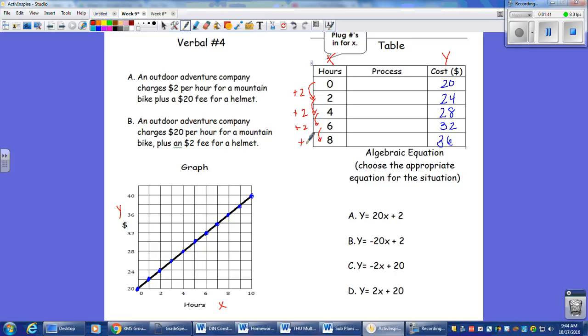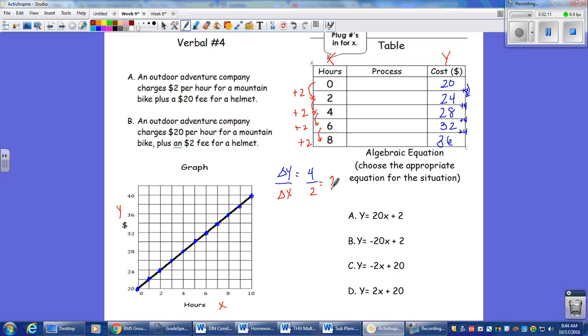On the other side, I am adding 4. Oh, let me go on the outside. And I'm adding 4, and adding 4, and adding 4. So I always put my change in y on top of my change in x. My change in y was 4, so I'm going to write that on top, 4 on top of my change in x, which was 2. And 4 divided by 2 gives me 2.